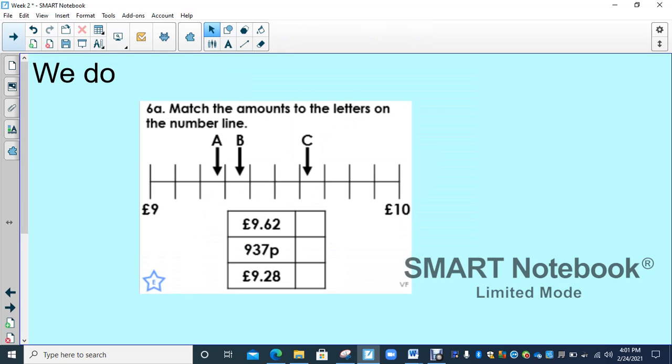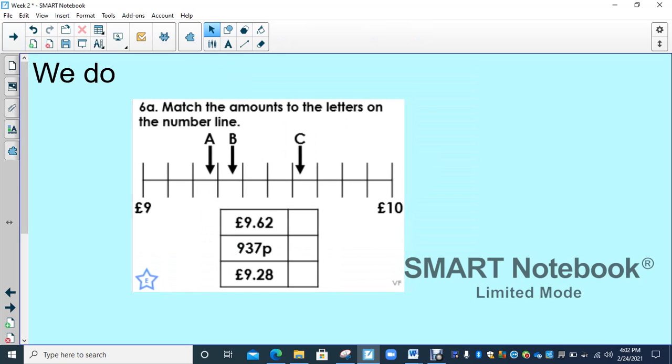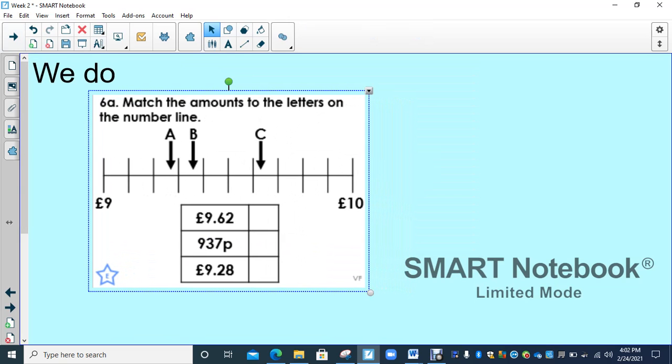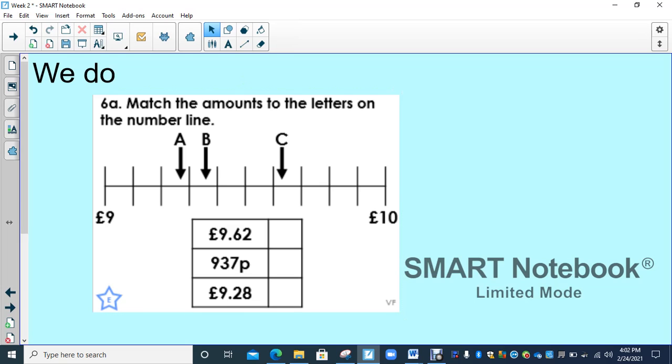And we're moving on. So we need to match the amounts to the letters on the number line. Now let's make that a little bit bigger. Much better. So let's start. First of all, let's have a look at the intervals. Now I don't want to assume that these are just like they were before. So we've got 1, 2, 3, 4, 5, 6, 7, 8, 9, 10. So I know that I've got 10 pence in a pound, so therefore I know that each interval jumps up by 10 pence each time.